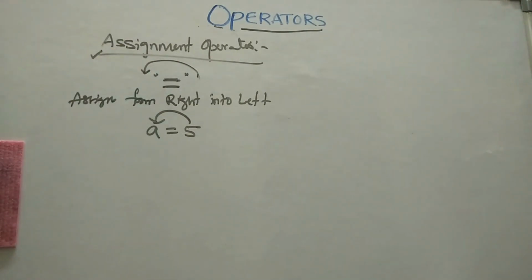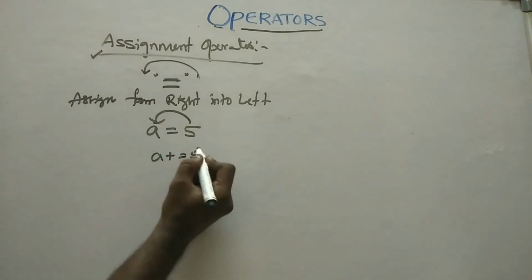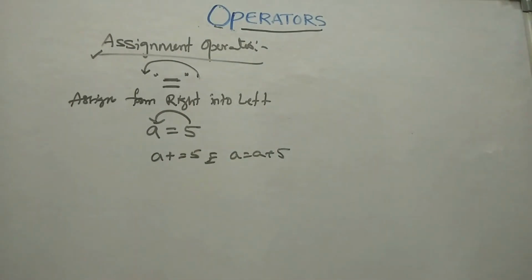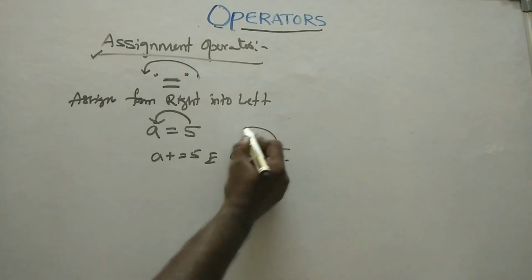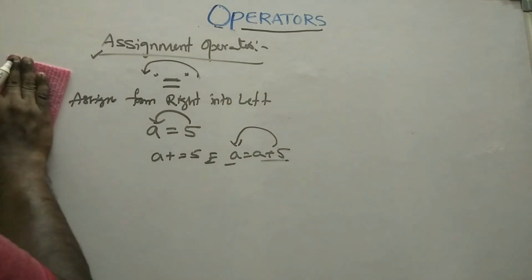By using the assignment operator, we can also represent some shorthand notation. Suppose A += 5, what is the meaning of this? A = A + 5. Like that we have to perform. This is the expression, and the result of this expression is again assigned to the variable A. This is the assignment operator.